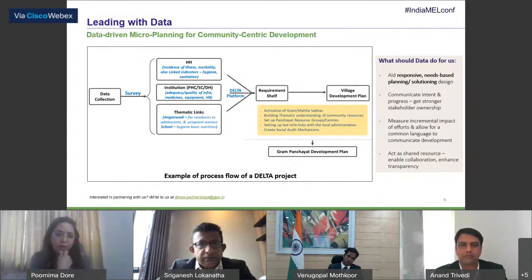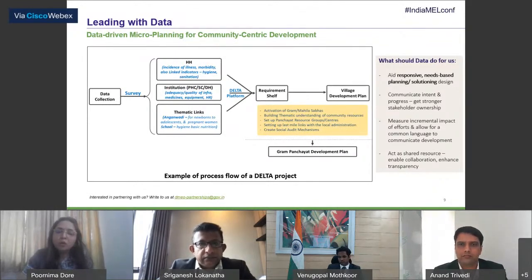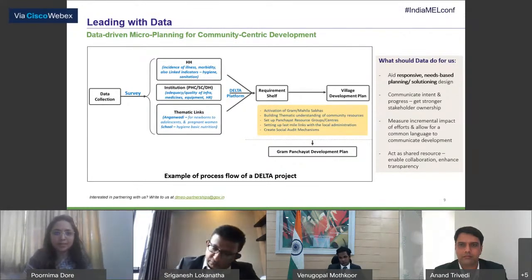So some things that we've tried to do: one is to look at how data can be used for micro planning, where bottom-up planning factors in today's new tech developments, and how do we make that reach the field. So we've tested out and developed in-house a framework called Delta, which is data, evaluation, learning, technology, and analysis.